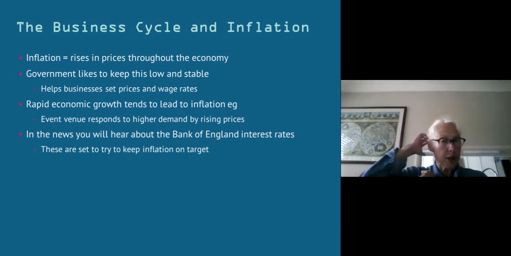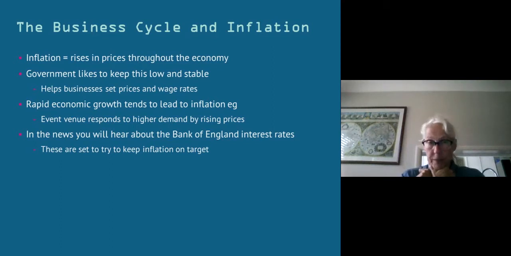And then the other thing where the business cycle is important is in relation to inflation. Now, inflation is about the rise in prices through the economy, and we will look at that. She says, looking at her list, we will look at that in a later session.